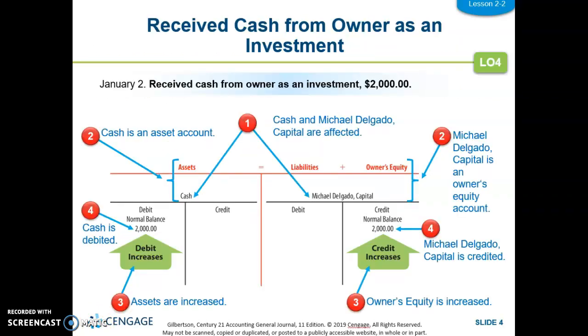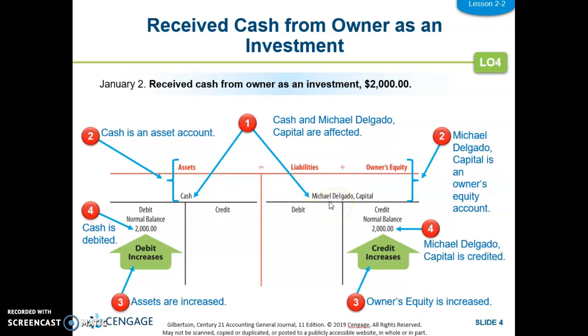So this transaction that we have here, which looks very messy on the screen, and we will not record it in such a mess in our working papers, but we have on January 2nd, we received cash from owner as an investment for $2,000. So the questions for analyzing a transaction, the first question is what accounts are affected? And for this one, we would have cash and then our Michael Delgado Capital. Those are our 2 accounts affected in the first one, so we can see they are listed here on top of the T's.